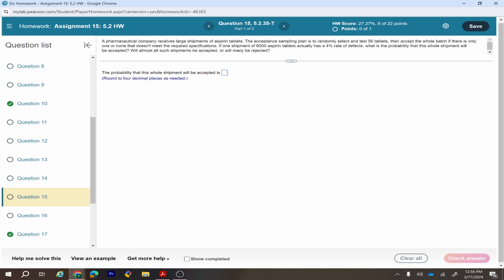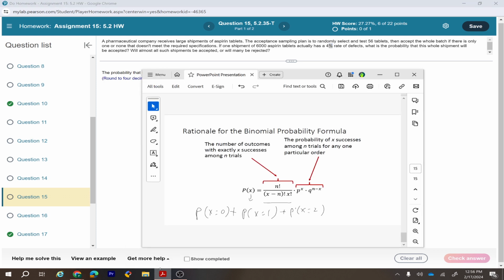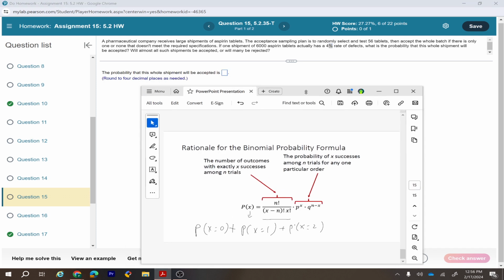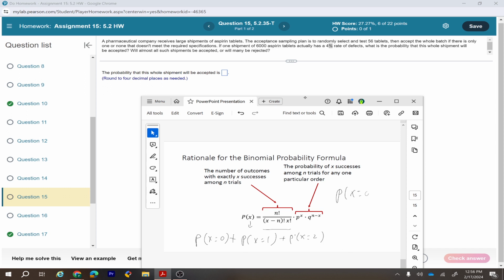Now the question is, if one shipment of 6,000 aspirin tablets actually has a 4% rate of defect, so this is the probability of defect, 0.04, what is the probability that this whole shipment will be accepted? Remember, to accept any shipment, there's supposed to be 0 failures or 1 failure at most. So if there will be 0 failures plus 1 failure, these are the 2 cases where we accept the shipment. So this can be calculated.